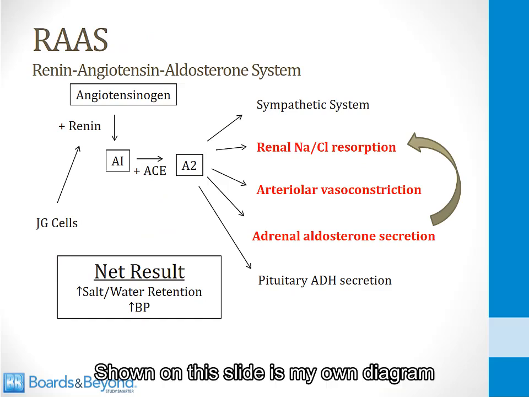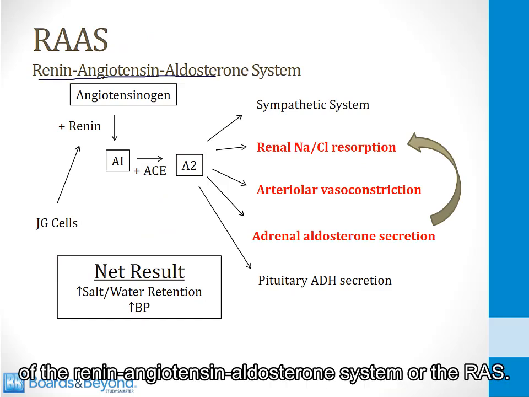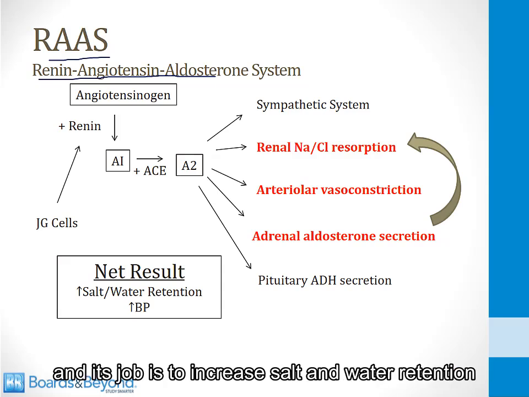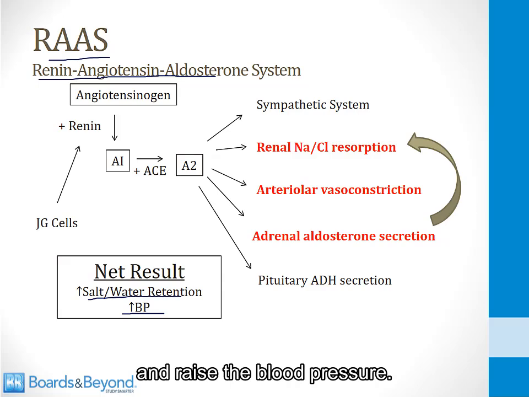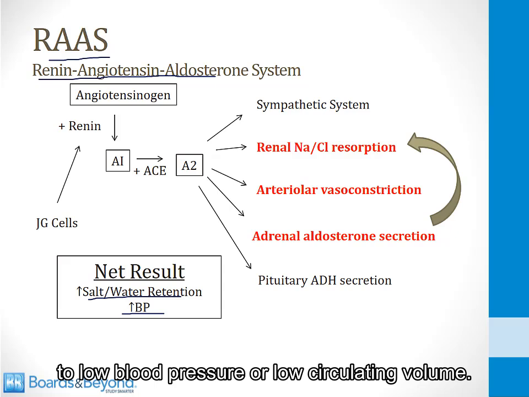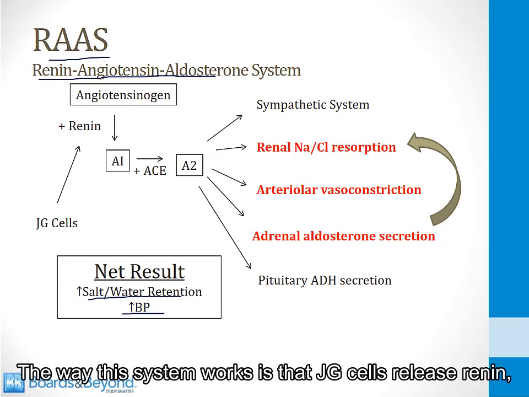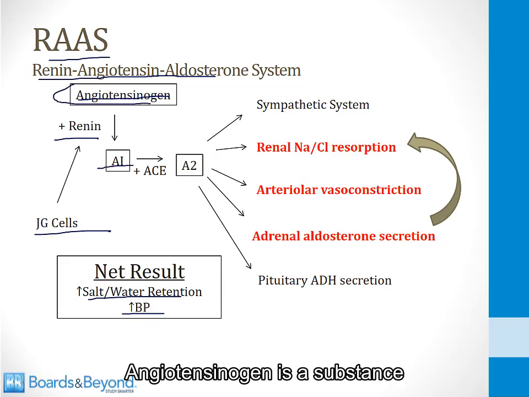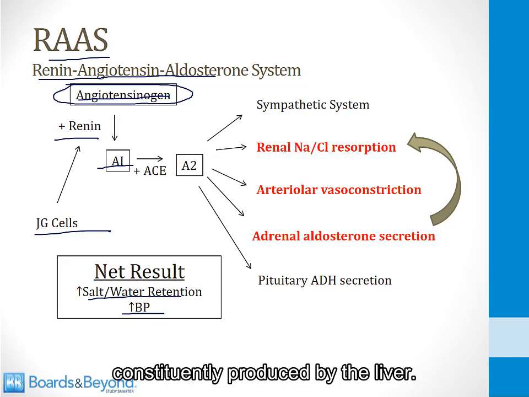Shown on this slide is my own diagram of the renin-angiotensin-aldosterone system, or the RAS. This is a system in the body that is activated by renin, and its job is to increase salt and water retention and raise the blood pressure. It is a response system in response to low blood pressure or low circulating volume. The way the system works is that JG cells release renin, which then converts angiotensinogen into angiotensin 1. Angiotensinogen is a substance constitutively produced by the liver. It can be found in the plasma, and when it encounters renin, it is converted into angiotensin 1.